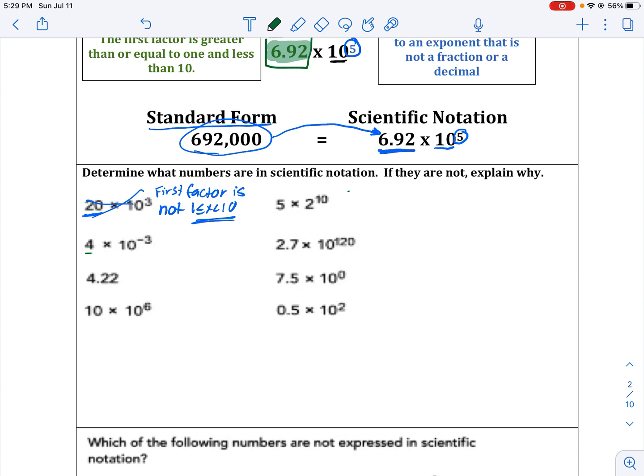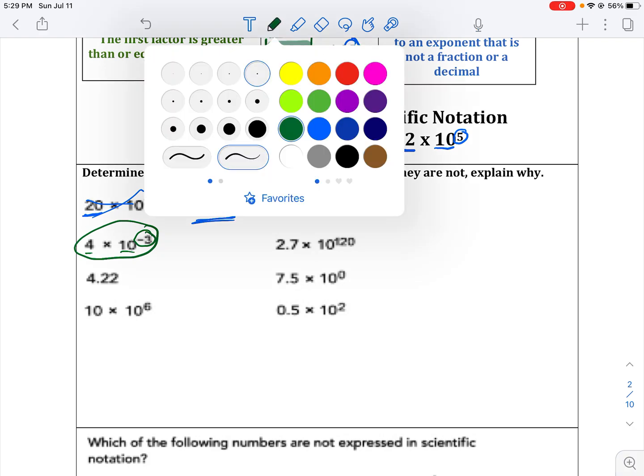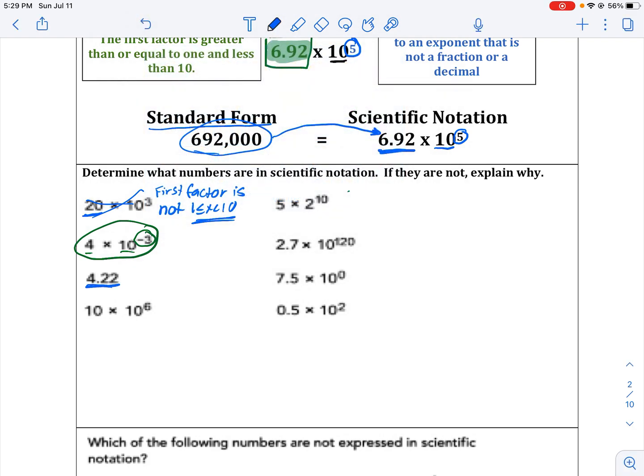First factor is between 1 and 10, check. It is times 10 to an integer exponent. This is in scientific notation. The next number, the factor is between 1 and 10, but it is not times 10 to an integer exponent.